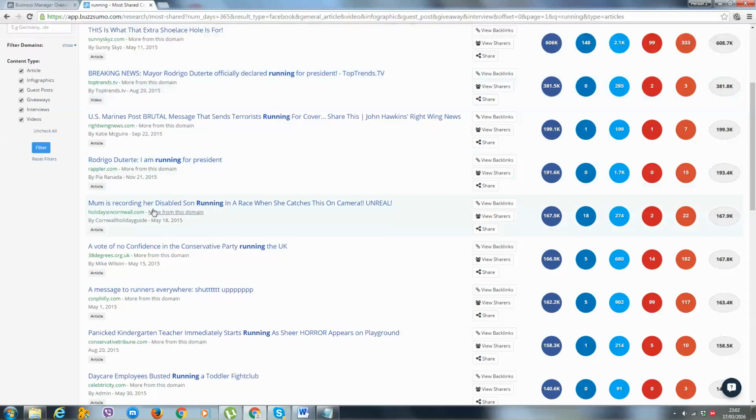Let's go down. Mum is recording her disabled son running in a race when she catches this on camera. See, these ones get a bit hard, but if we really had to target someone here, very simple actually, we would target people with disabilities. We could potentially target mothers, and then obviously people with kids, because on Facebook you can break it all down. You have a lot of targeting options, behaviors, etc. Mothers, married people, couples, blah blah blah, everything's there.